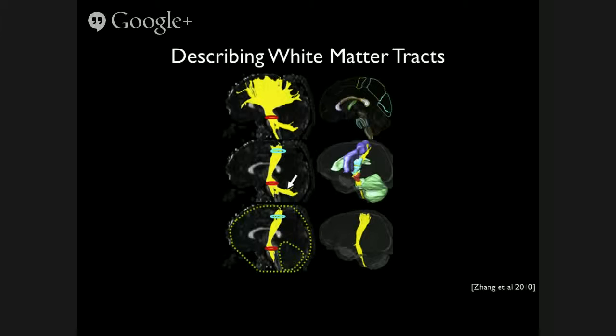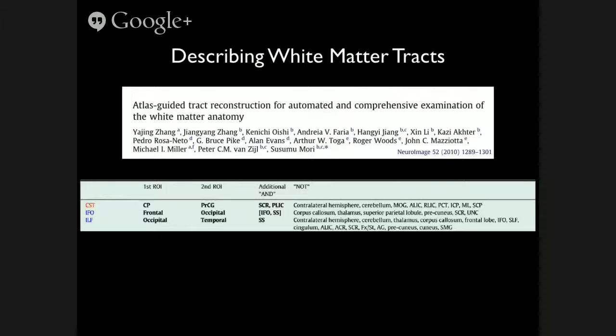And they published a very wide set of rules in which they describe these tracts, where it has to go through here, that's the cerebral peduncle, and then it goes to the precentral gyrus, and then it has to go through the posterior limb of the internal capsule and the superior corona radiata, and not go through all of this. And this was a first attempt at formalizing.